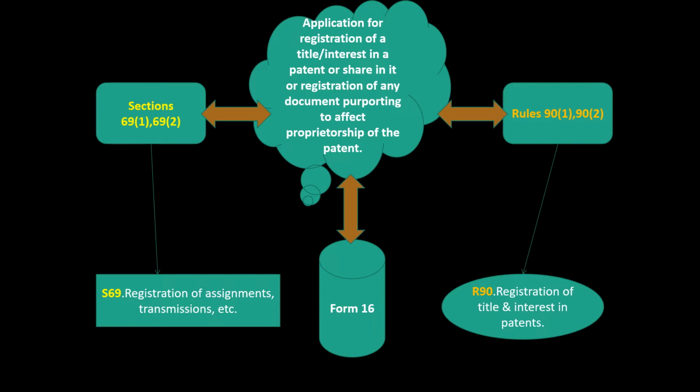Here, the title of section 69 is Registration of Assignments, Transmissions, etc. And Rule 90 is Registration of Title and Interest in Patents. So here you can see the keyword is registration. Registration of a title, registration of any kind of document. Here is the main fundamental theory of this relationship between the related sections, rules and the form number 16.